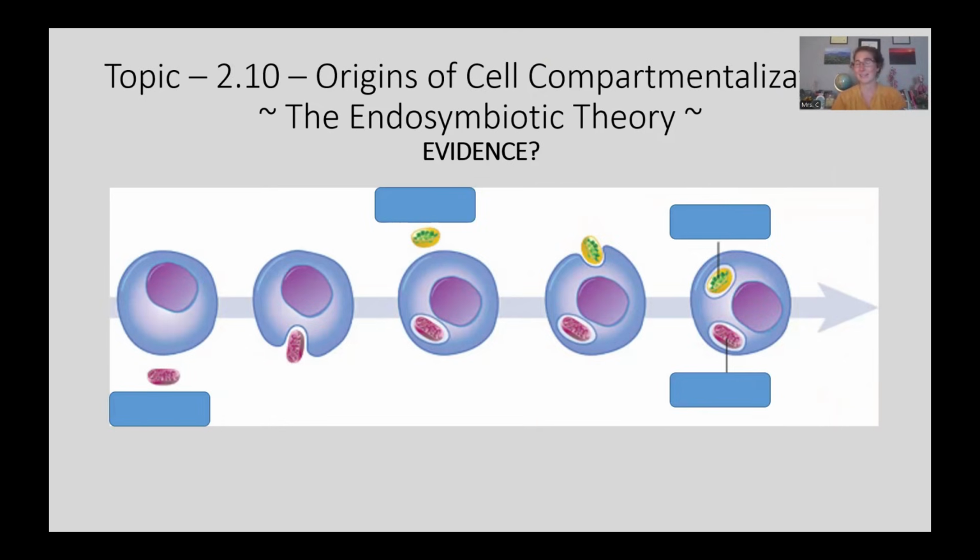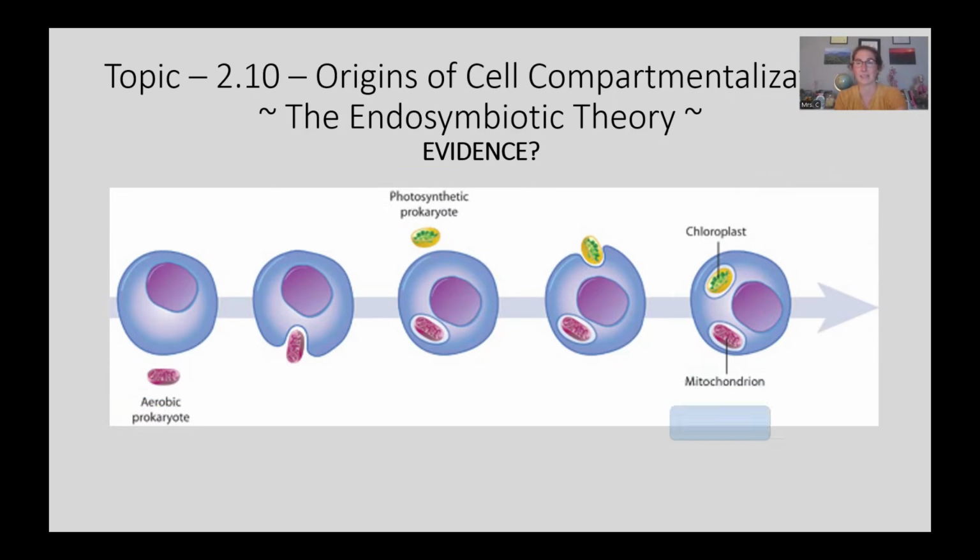And 2.10, origins. How did it come about, that cell compartmentalization? Endosymbiotic theory, an important theory to be familiar with. It's basically how some prokaryotes got engulfed and later became that eukaryotic cell. So we had an aerobic prokaryote and a photosynthetic prokaryote, which later became the mitochondrion and chloroplast. And there we have that eukaryotic cell.